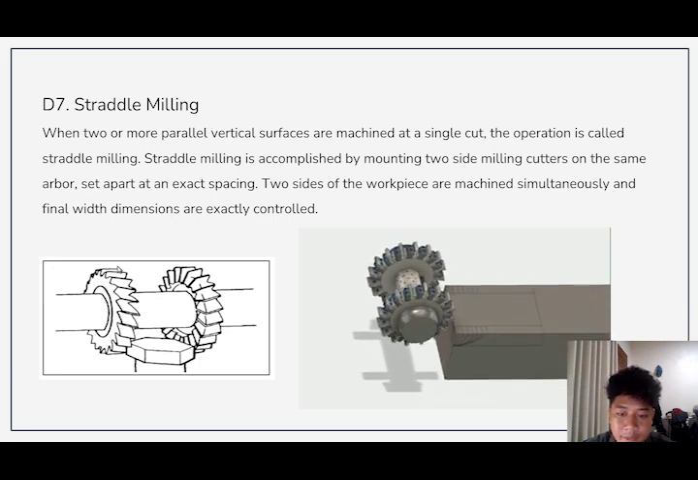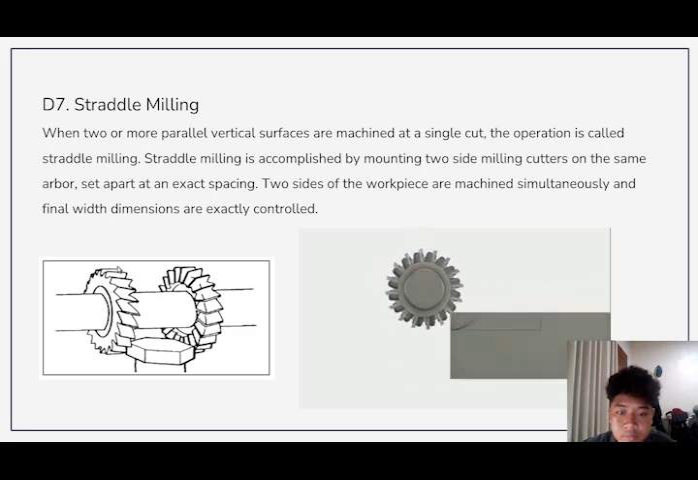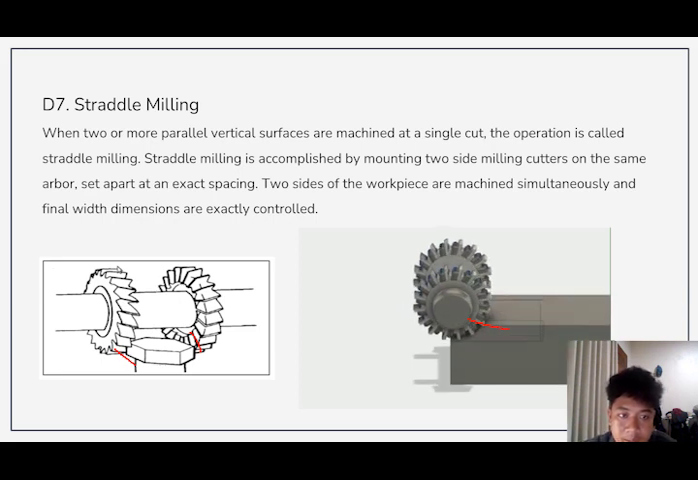As we can see in this video, two sides of the workpiece are machined by straddle milling.